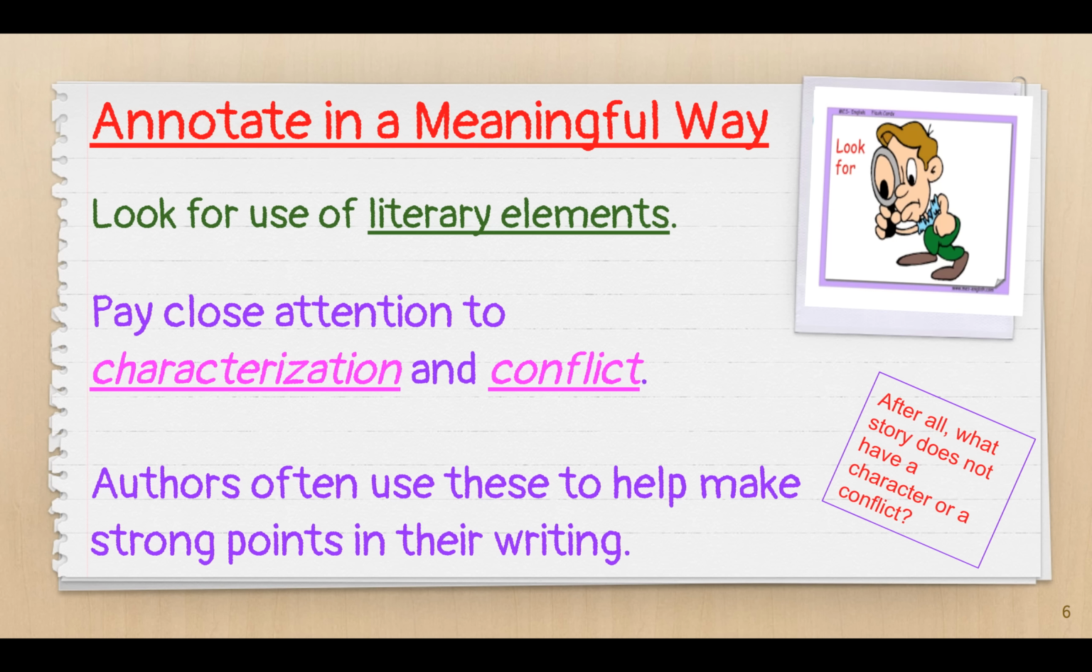Okay, in my classes, I typically say that characterization and conflict are most often the easiest ones to write about when they're doing a Regents Part 3 text analysis. Of course, you don't have to choose those, but oftentimes they are the easiest ones and have the strongest correlation to the central idea.